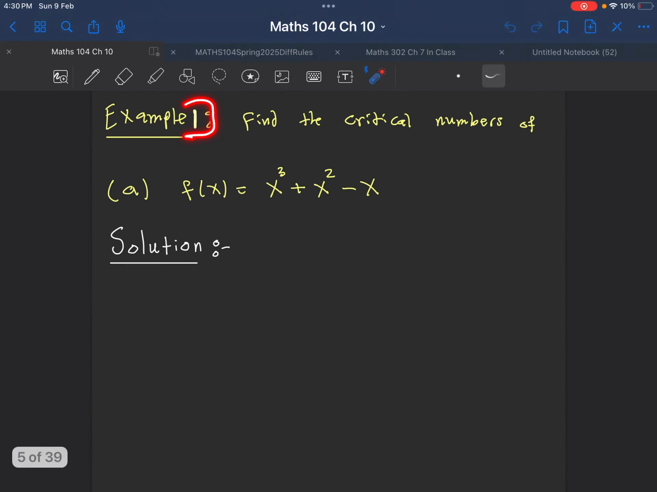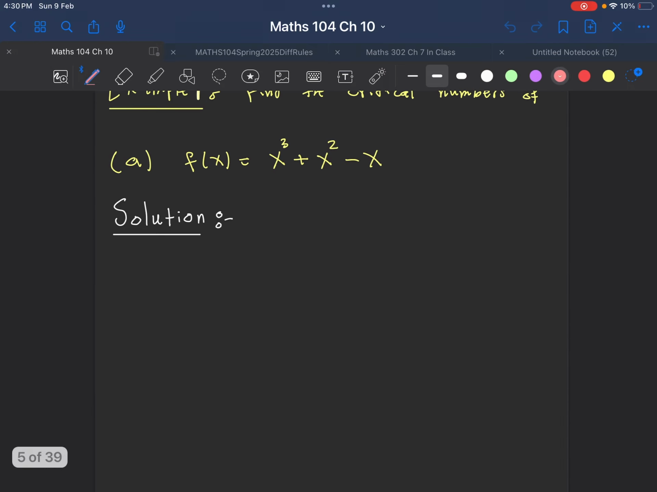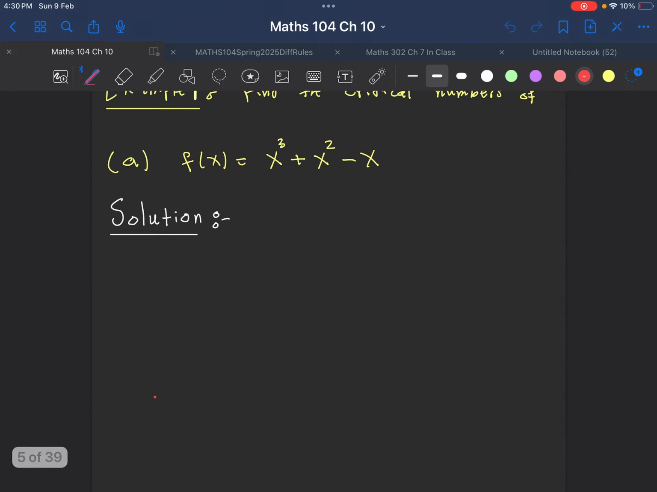Welcome, student, to example number 1, where we need to find the critical numbers of the following functions. Just to remind you, a critical number is where the derivative f prime of x is either equal to 0 or the derivative does not exist. So if we have a denominator, we need to see where the derivative does not exist.